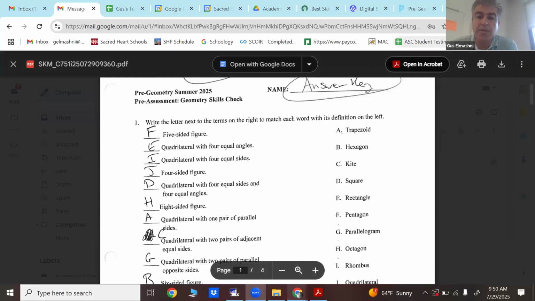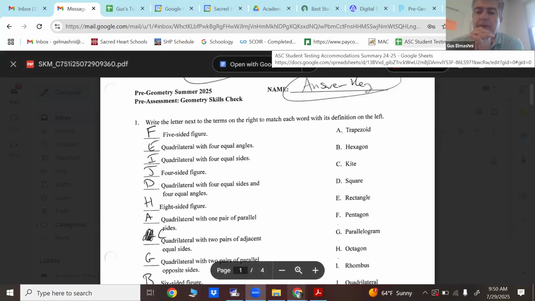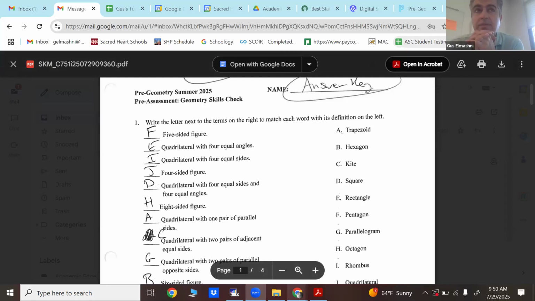Okay, cool. So let's go over the answers for this geometry pretest so we can be better at this stuff. For number one, a five-sided figure is a pentagon. That's F. A quadrilateral with 4 right angles is just going to be a rectangle, right? If it has 4 equal sides, you can't say it's a square just yet. You can say it's a rhombus.